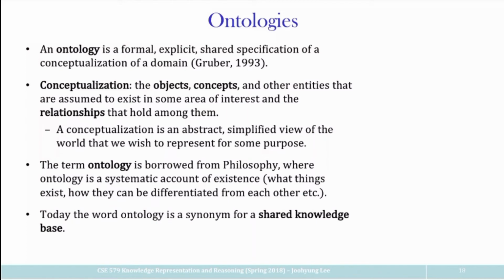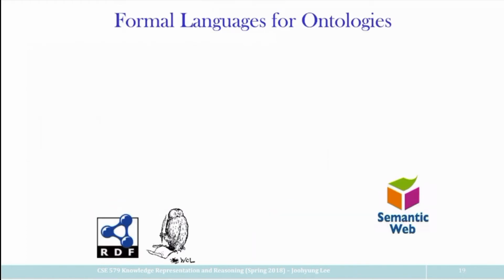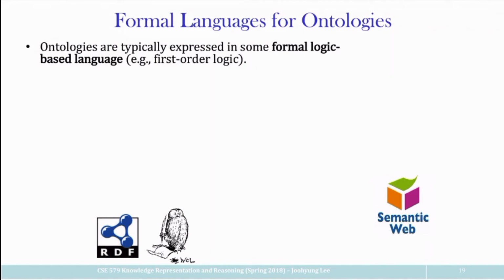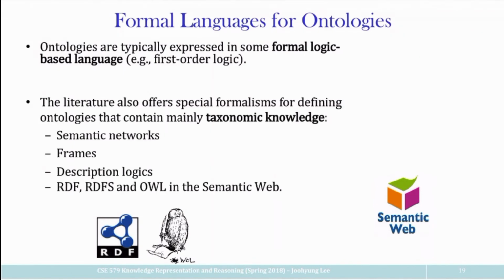Okay, so ontology today is a synonym for a shared knowledge base. Ontologies are typically expressed in some formal logic-based language, like first-order logic. The problem with first-order logic is that it's undecidable in general. So most of the effort here is to find a fragment of first-order logic that is still decidable and can express ontologies. There actually are many different incarnations of this concept, like semantic networks, frames, description logics, and RDF, RDFS, OWL, which are more recent in the semantic web work.